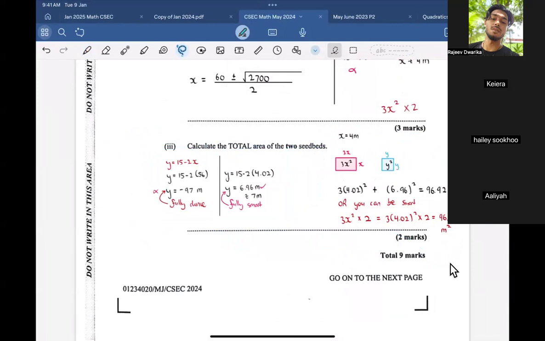But yeah, so I'm going to remove this because I was on me. All I have to do for this question is literally just find the area of the rectangular bed and multiply by 2 because the areas are the same. That's all I had to do. So yeah.